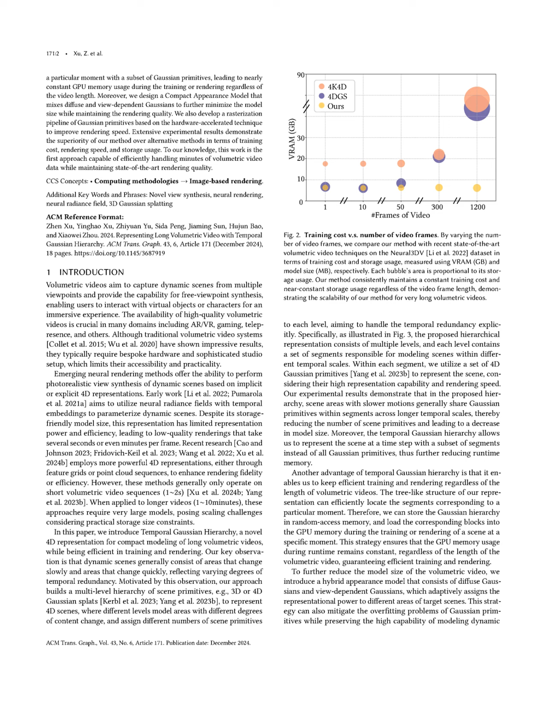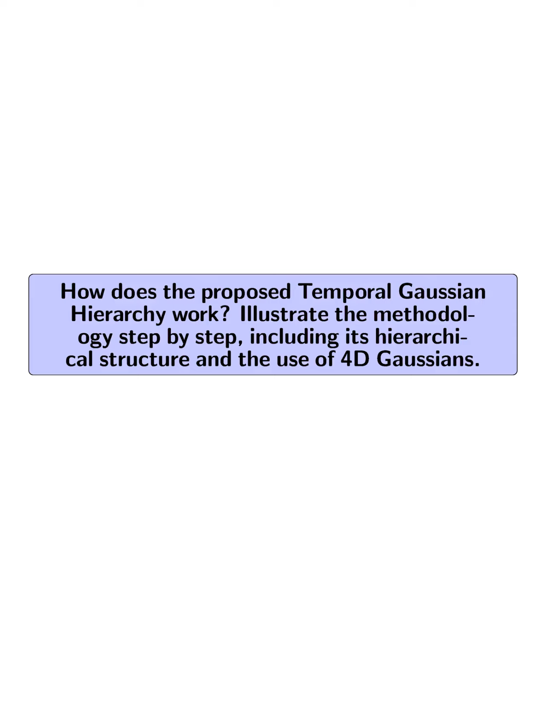Additionally, it enables the model to effectively handle areas of dynamic scenes with different motion granularities, enhancing both training efficiency and rendering speed. How does the proposed temporal Gaussian hierarchy work? Illustrate the methodology step by step, including its hierarchical structure and the use of 4D Gaussians.